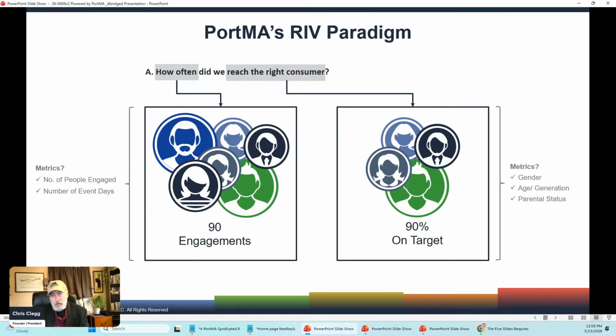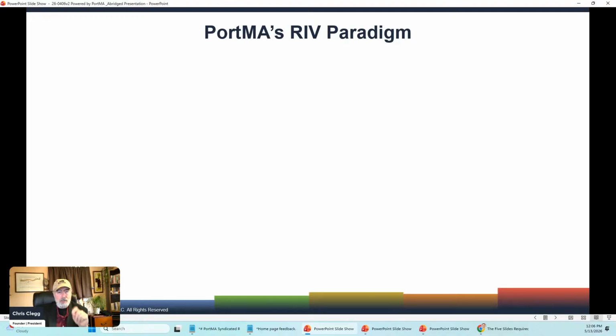It could be gender, it could be defined by age, it could be defined by parental status. Oftentimes it might be a lifestyle match or your position within the industry. Either way, you want to get to that measure because you want to understand who are going to be internalizing the sales proposition that you are creating as a part of the communication with the market. And in our situation here, if we had 90 engagements and 90% were on target, we would have 81 people that from this day of activity represented the kind of people we were trying to reach.